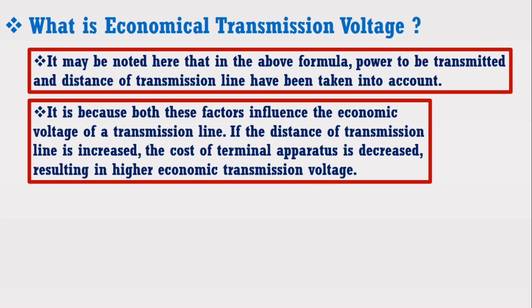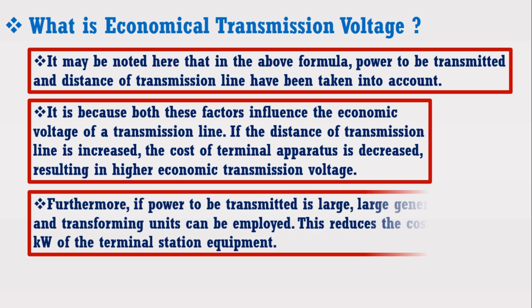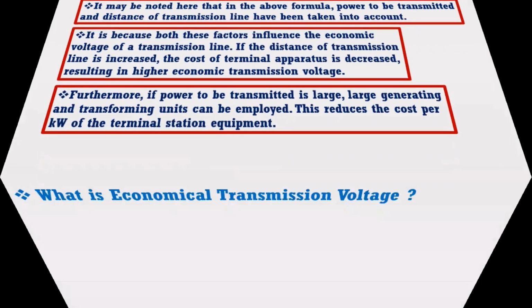If the distance of the transmission line is increased, the cost of the terminal apparatus will be decreased, resulting in higher economical transmission voltage. Furthermore, if the power to be transmitted is large, large generating and transforming units can be employed. This reduces the cost per kilowatt of the terminal station equipment.